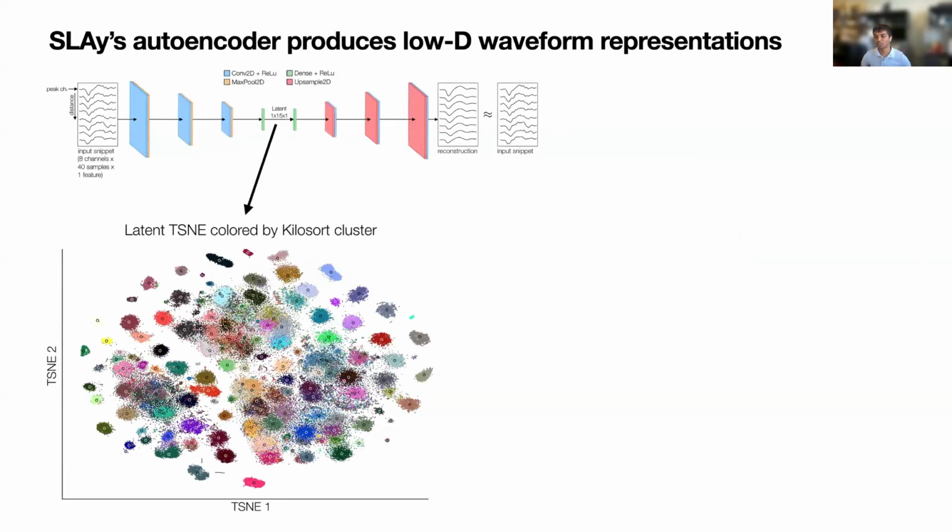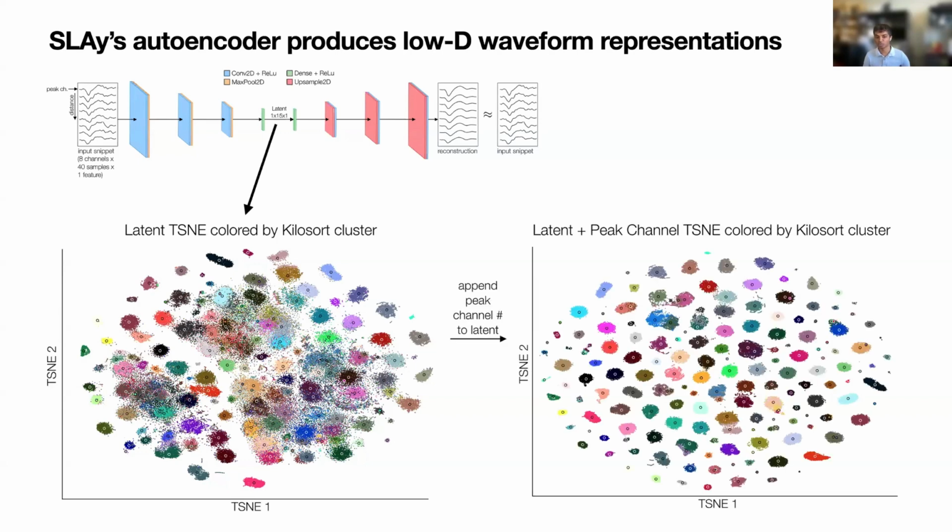So here I'm showing a 2D visualization of the latent space of the autoencoder, and each dot in this plot is one spike, and we've colored them by Kilosort cluster. So here you can see without the spatial information of where the spike is on the probe, there's some well-isolated clusters, but there's also a lot of overlapping. But if we reintroduce the information about the peak channel of the spike, we see a lot of good isolation.